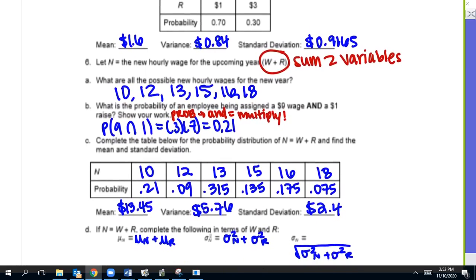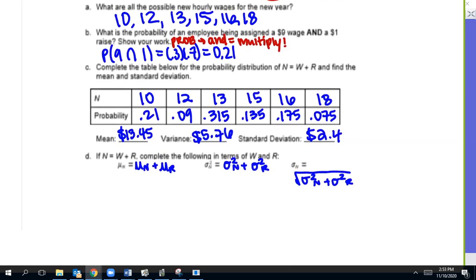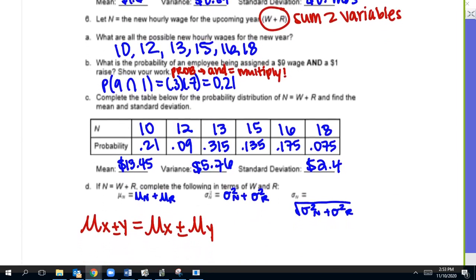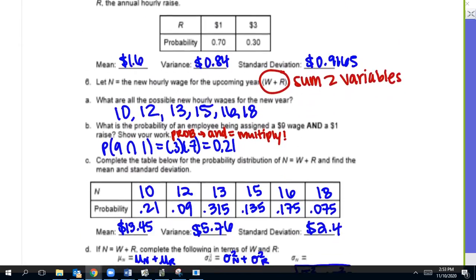And what I want you to notice is that the mean, so I'm just going to write mu of x plus y equals mu of x plus mu of y. And that would be the case for a minus as well, if we add or subtract those. Because you can see here that 1.6 plus 11.85 equaled 13.45.